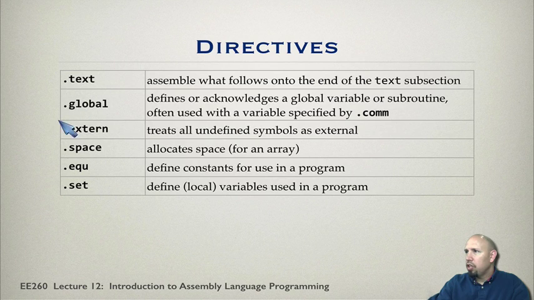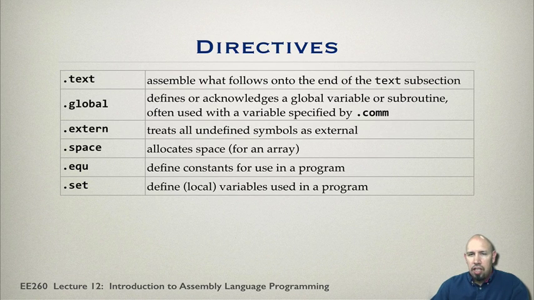.extern basically treats the symbols as external symbols, which means they can be accessed and/or come from other sources than the local program. .space can be used to allocate space for an array. .equ defines constants for use in a program. .set defines what are usually local variables in a program. If you want a global variable, you generally need to use .global, and you generally need to use .comm for those.